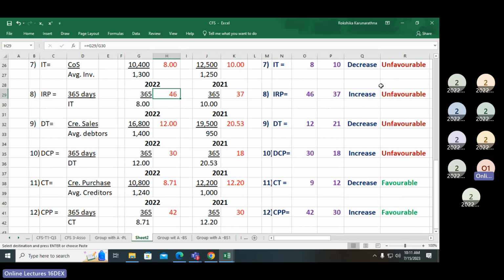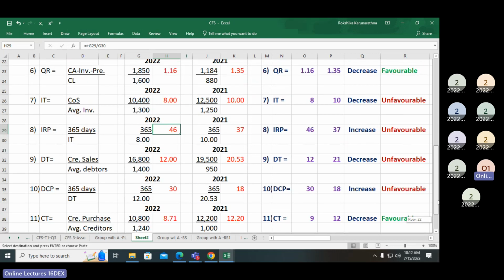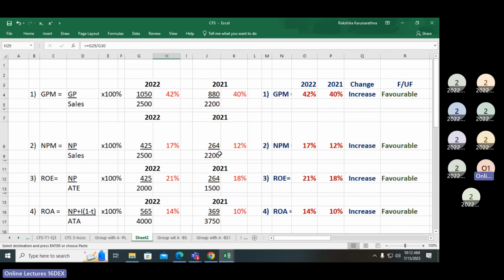So sometimes when you are asked to interpret, students just describe it. You won't get marks for describing. Gross profit margin.